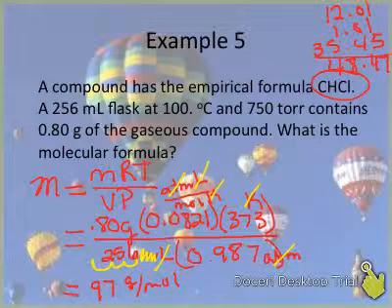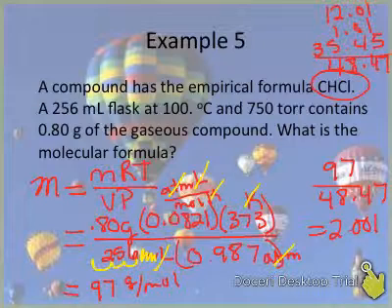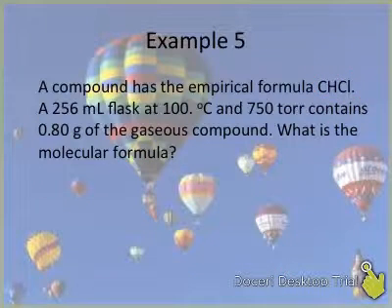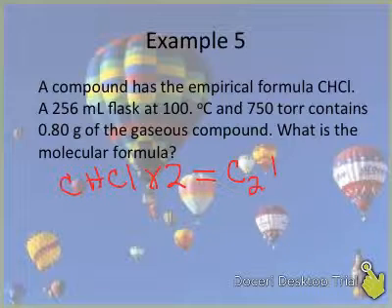We can go ahead and do the math just to make sure. We could take 97 and divide it by 48.47. So in the calculator, technically, we are going to get 2.001. So it's a factor of 2. So what is our molecular formula? It's CHCl times 2. So our molecular formula is going to be C2H2Cl2.